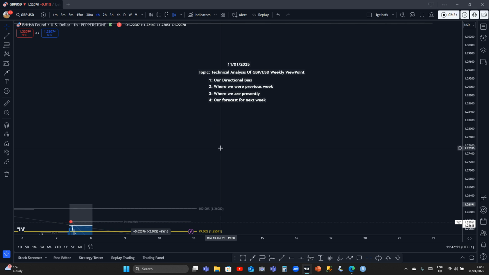Because price action doesn't just move. It moves from one point to another. It does not just move anyhow. It moves from point A to point B, from point B to point C, from point C to point D. That is how price action moves. We need to know where we are presently. Now, last but not least is the focus for next week. We need to know where we are headed. At this point that we have identified, okay, we are now at this point, where are we now headed?